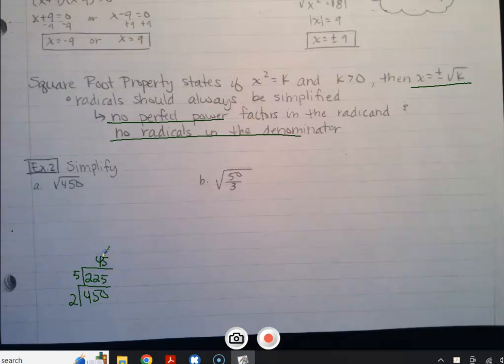Anybody confirm 45? I hadn't done the math yet. Yeah, okay, 45. 45 divided by, we could do 5 again. We get 9, then 3, and we get 3. So this is a prime number up here, right? So we're done. Are we following so far?